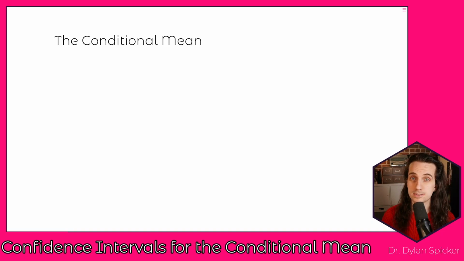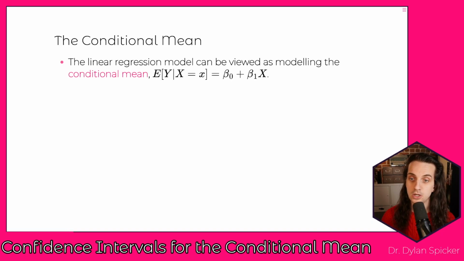So what do we mean specifically by the conditional mean? Well, the linear regression model is viewed as modeling the expected value of y given x equal to little x, and this is always going to be given by beta 0 plus beta 1 times x, right? So whatever the value of that predictor happens to be.